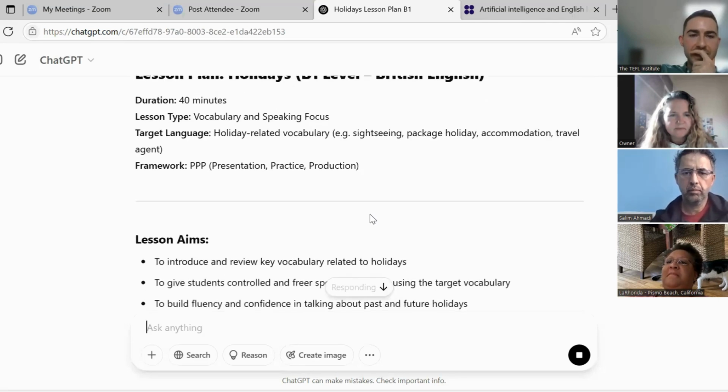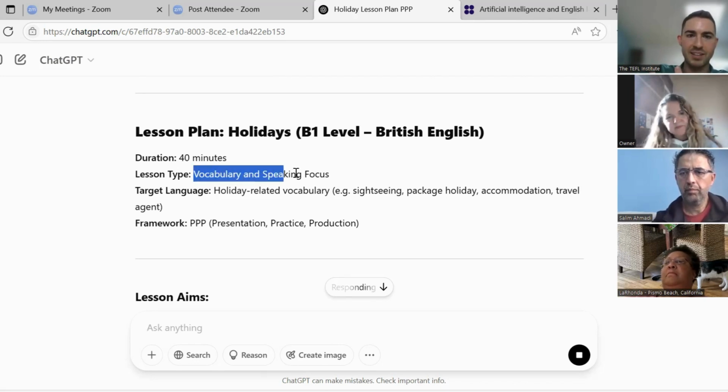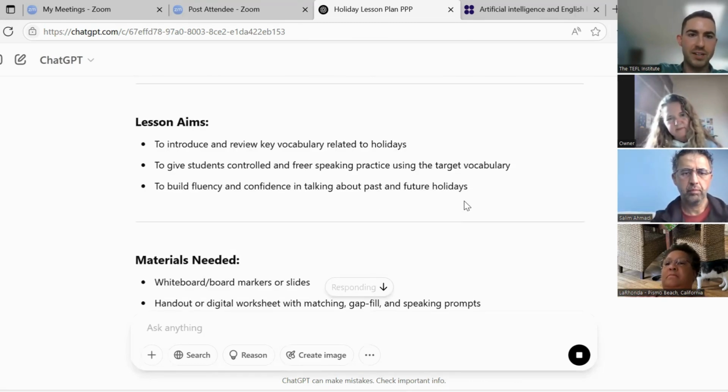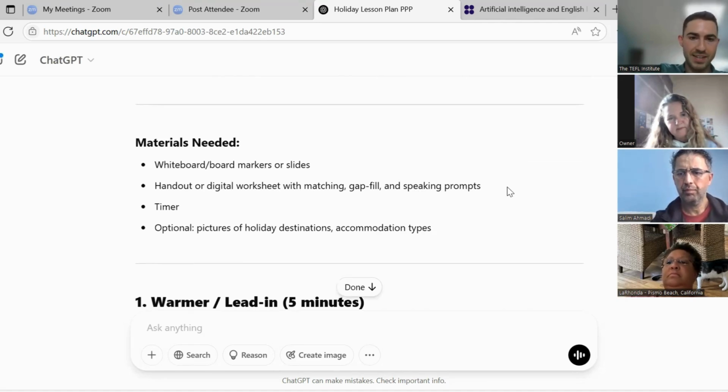And you can see it looks like a lesson plan that you would actually do for our course, or one that you might fill in on a different course. We have our title. We can see how long the lesson is, what type of lesson it is. It's a vocabulary lesson with a speaking focus, what the topic is. It's listed some vocabulary they're going to learn on the topic. We have our lesson aims here. These are the materials we need as a teacher in preparing for this lesson.